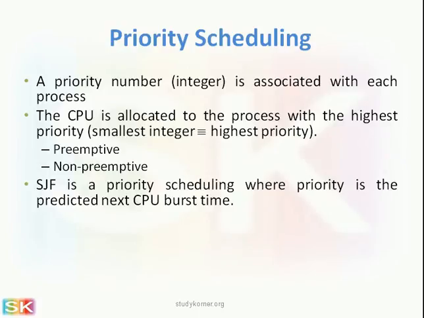SJF is a priority scheduling where priority is the predicted next CPU burst time, right? So SJF is also a type of priority scheduling in which the CPU burst time is acting as the priority number. Smallest CPU burst cycle will give you the highest priority, right?